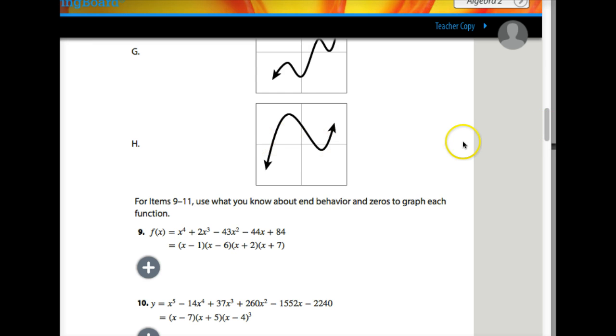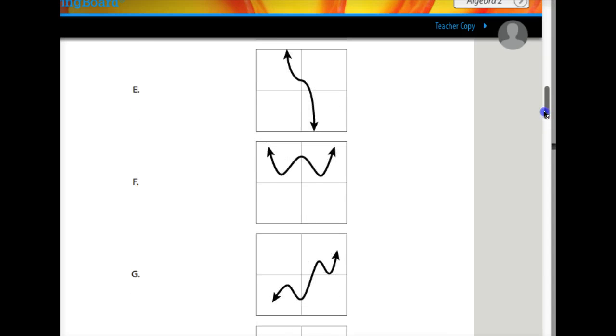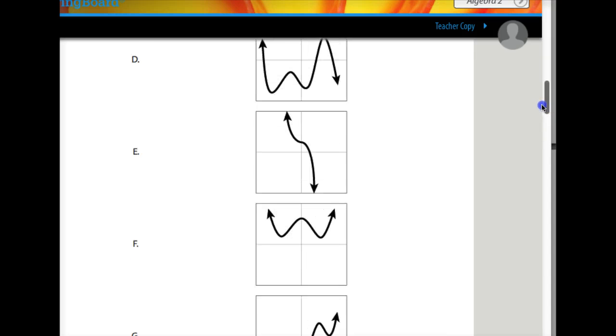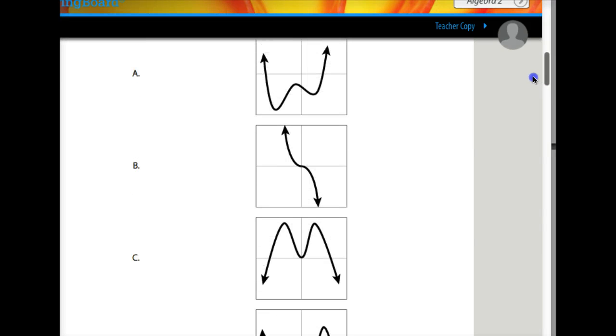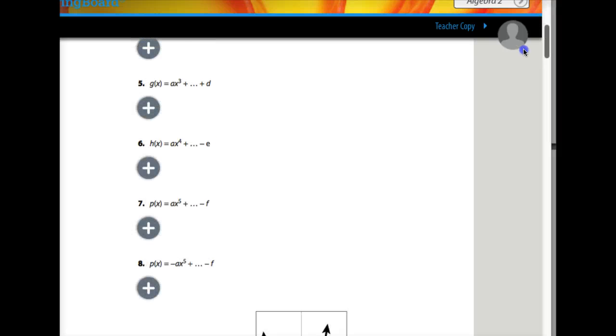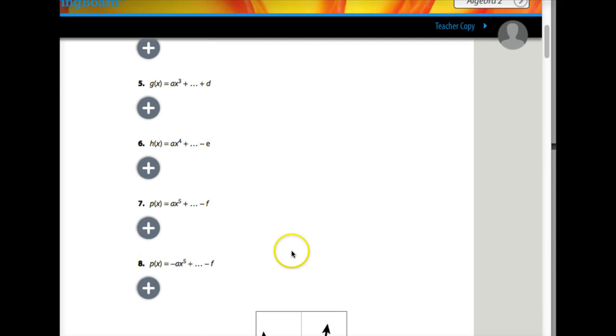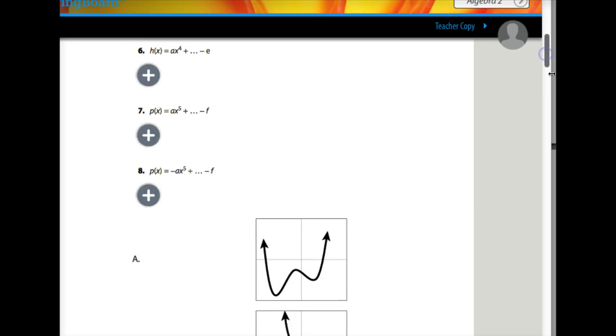The reason why we know that 5 can't be, for instance, let's see if there's another one that matches. Well, there wouldn't be another one that matches at all anyway. So let's look at, when I look at 8, for instance, it has a negative leading coefficient and an odd degree and a negative y-intercept. So I would look for the negative y-intercept first.